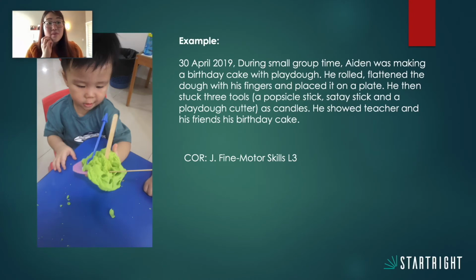Alright, so here are just some more examples of anecdotes that I've written. Just so you know, I'm not exactly there watching this. I just took some pictures of Brightville, but I am just stating what I see. 30th April 2019, during small group time, Aiden was making a birthday cake with Play-Doh. He rolled, these are the sequence of action, flattened the dough with his fingers and placed it on a plate. He then stuck 3 tools, a popsicle stick, satay stick, and a Play-Doh cutter as candles. He showed teacher and his friends his birthday cake. Alright, so I scored this fine motor skills level 3.